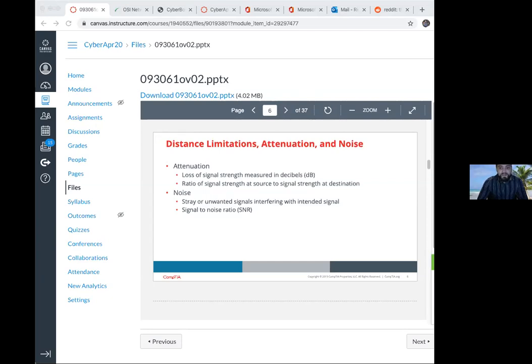Then we have noise. Noise is unwanted transmission data interfering with our signal. And then they express this with a signal to noise ratio. I have to look at how that's calculated.